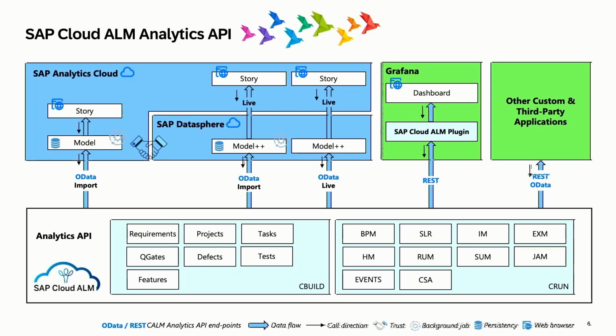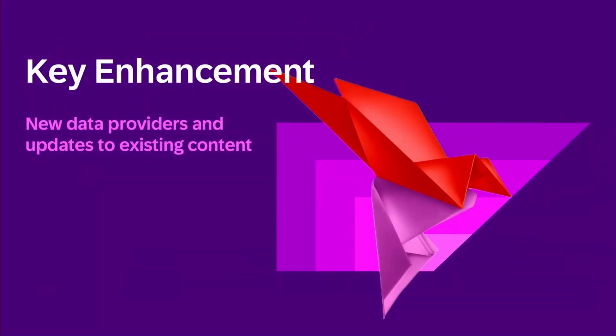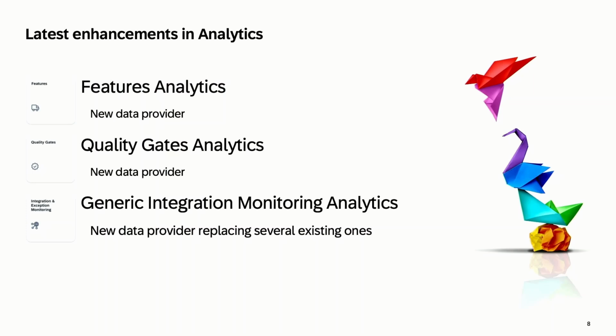Okay. So now the new content. So it's three providers we deliver. We deliver the feature analytics in Q1, the quality gate in Q2, and in Q3 we deliver the generic integration and monitoring analytics. So I will give more details about this one.